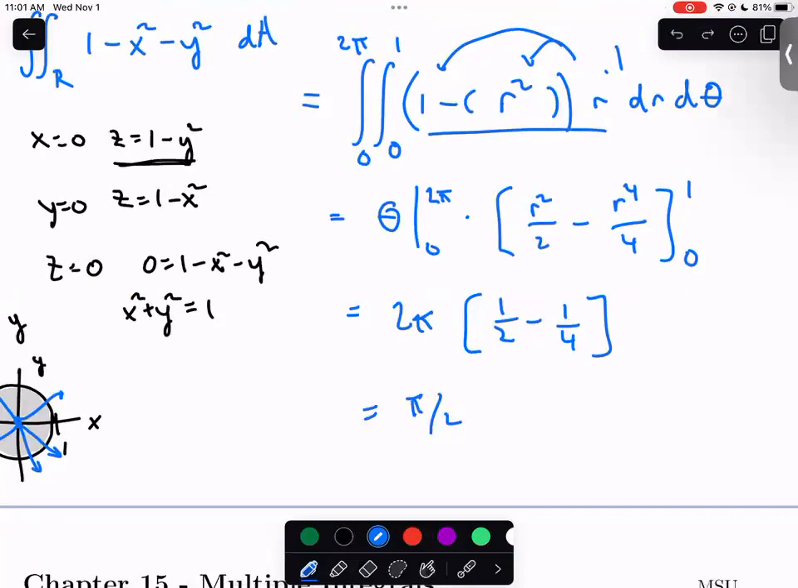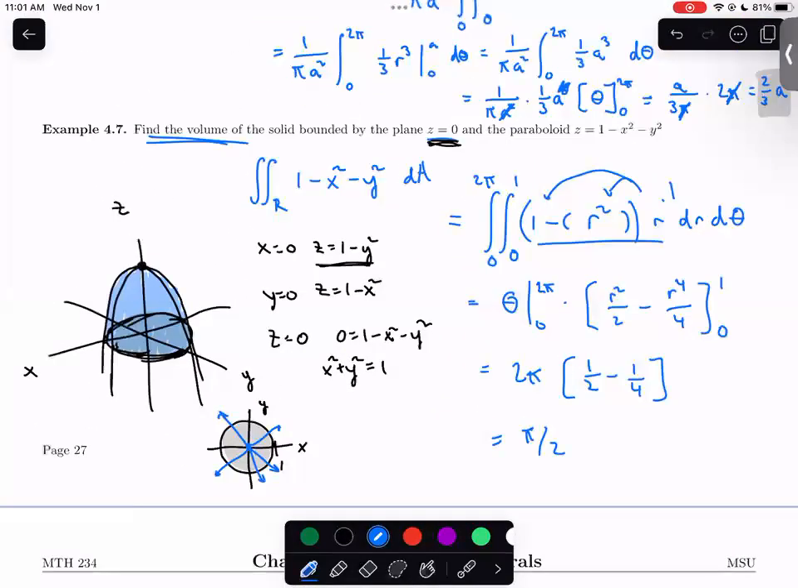Nope, bad simplifying. So 1/2 minus 1/4 is 1/4. 1/4 times 2 pi is going to be pi over 2. So the volume that's trapped between my paraboloid and the xy plane is a volume of pi over 2.